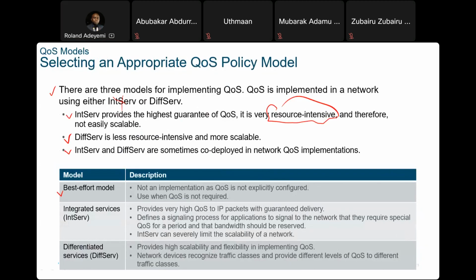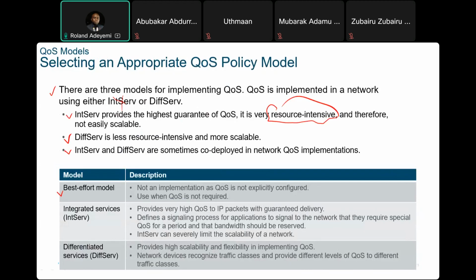And most of the time, you don't even need to do anything with regard to quality of service if you don't have congestion on your network. Don't forget, this chapter is basically in the context of a network with serious congestion.